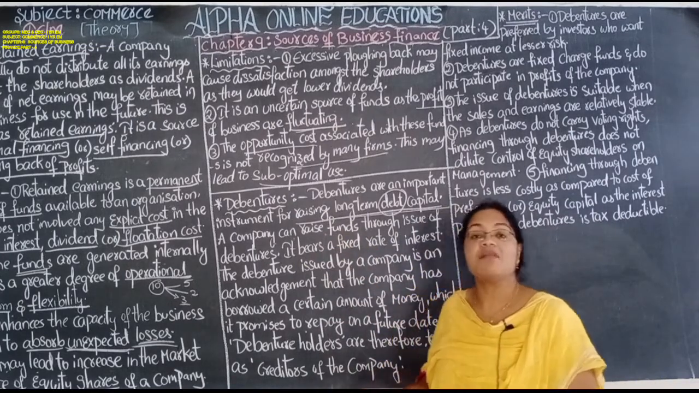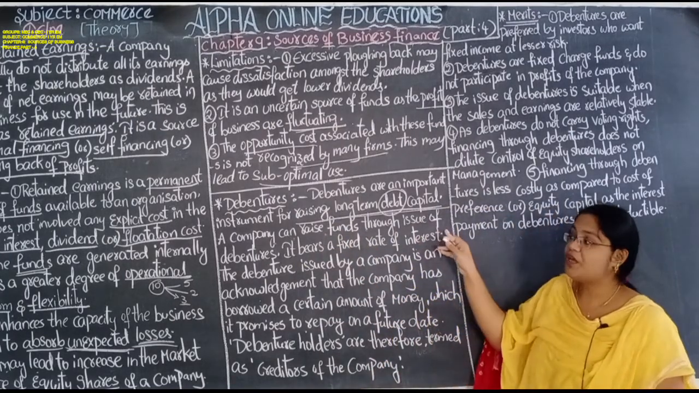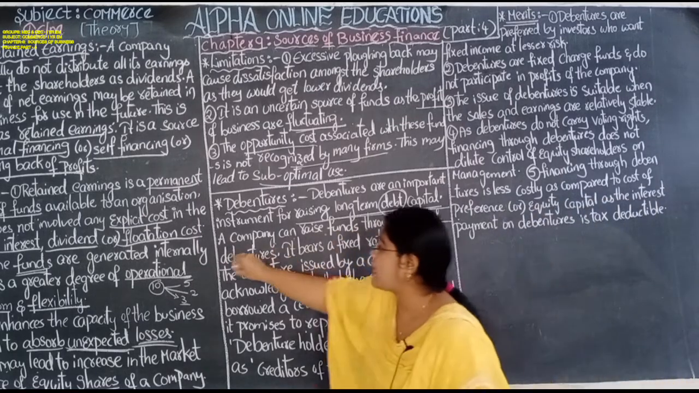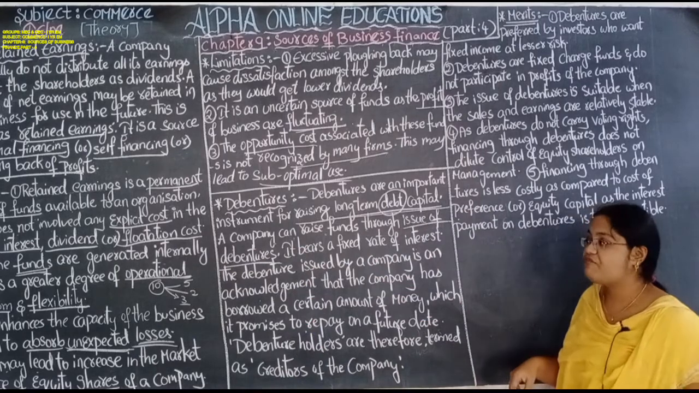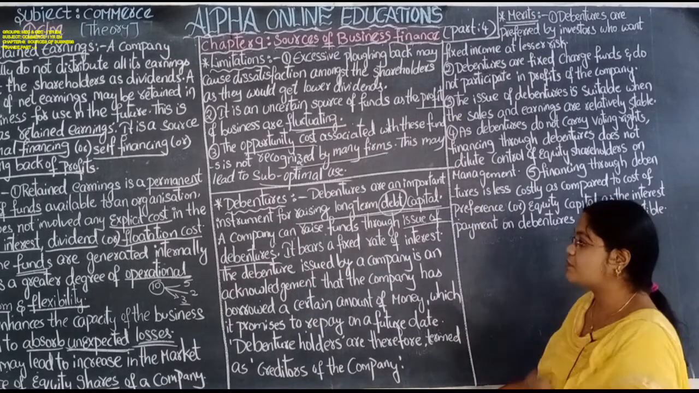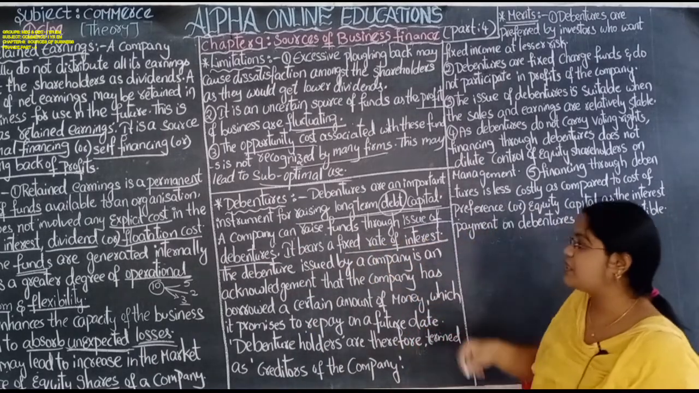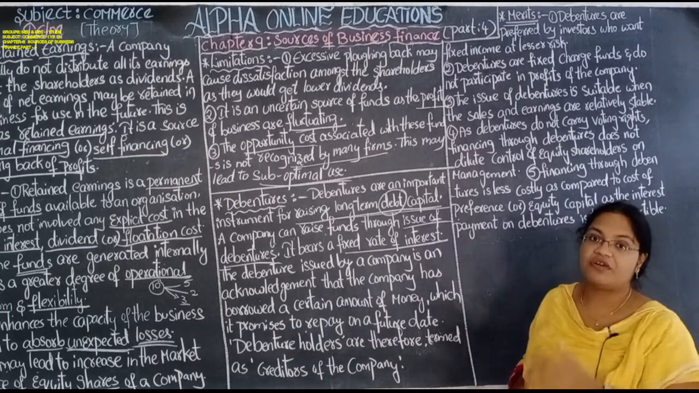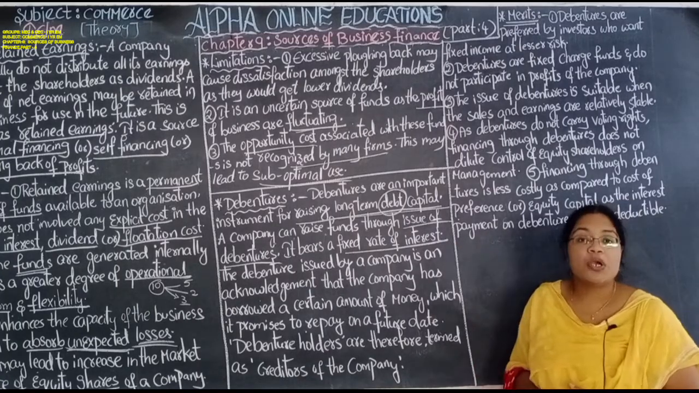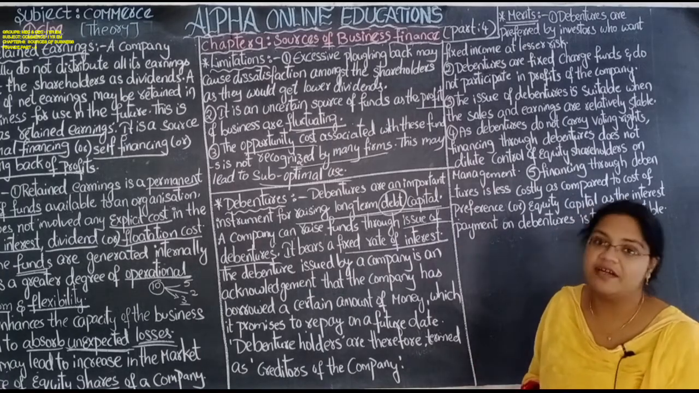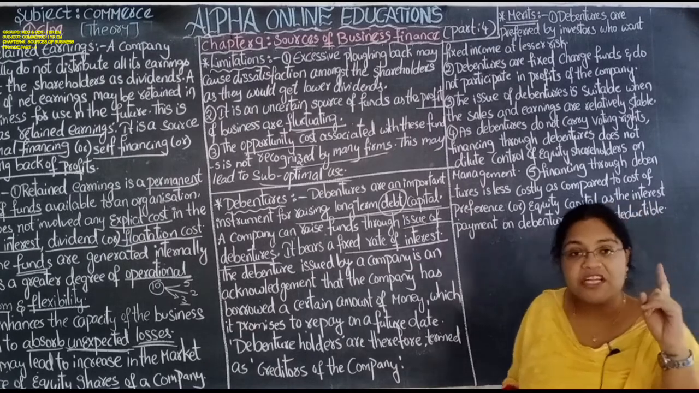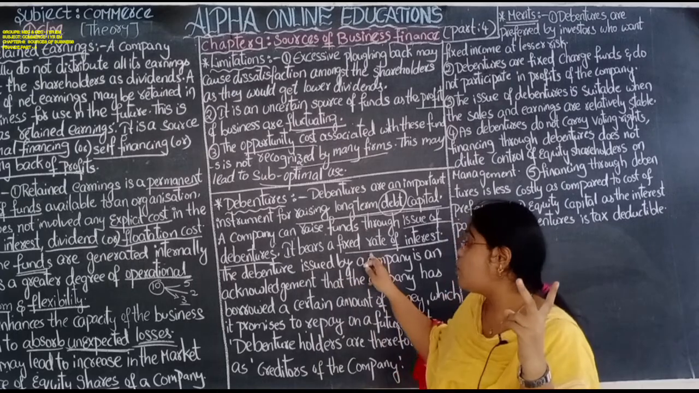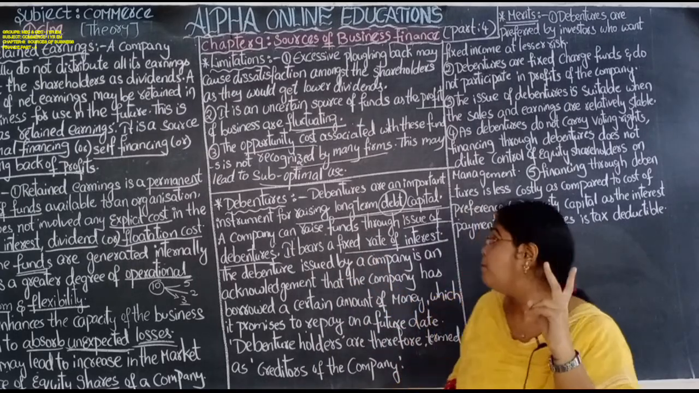The company can raise funds by issuing debentures. The company will issue debentures just like how it issues shares. It bears a fixed rate of interest. So the preference shareholders will get a fixed rate of dividend, and the debenture holders will get a fixed rate of interest. This should be remembered: preference shareholders get a fixed rate of dividend, and debenture holders get a fixed rate of interest.